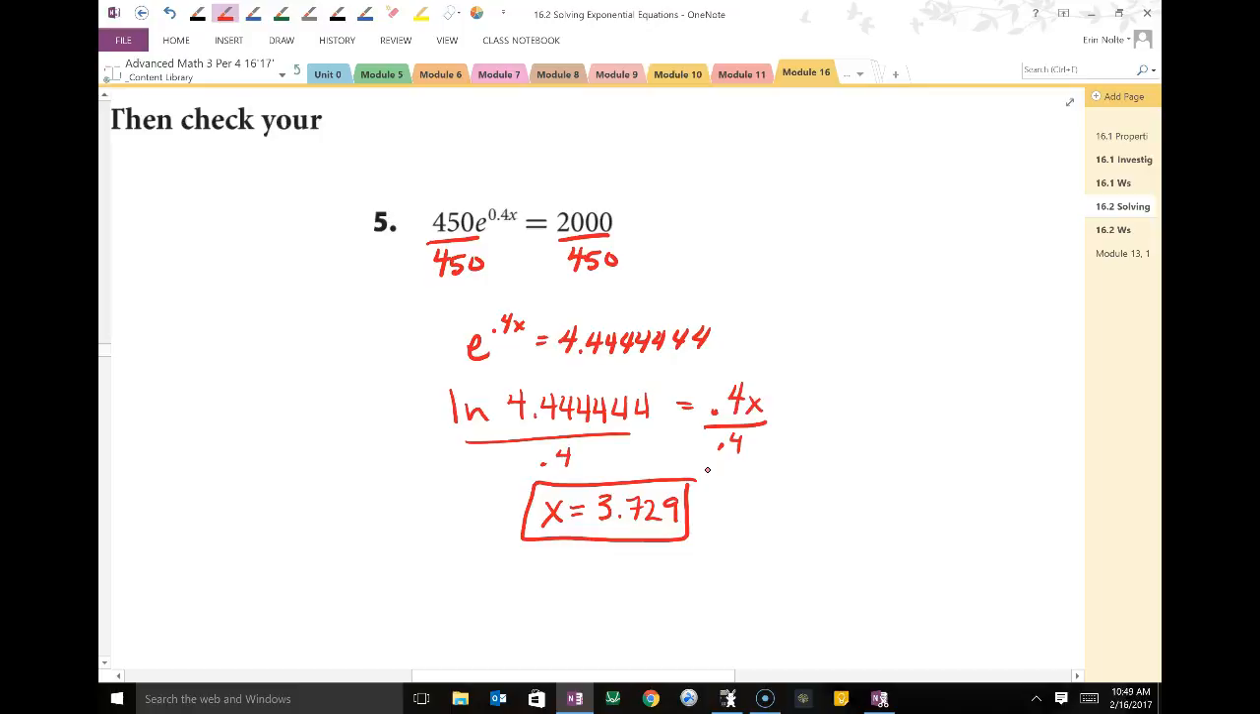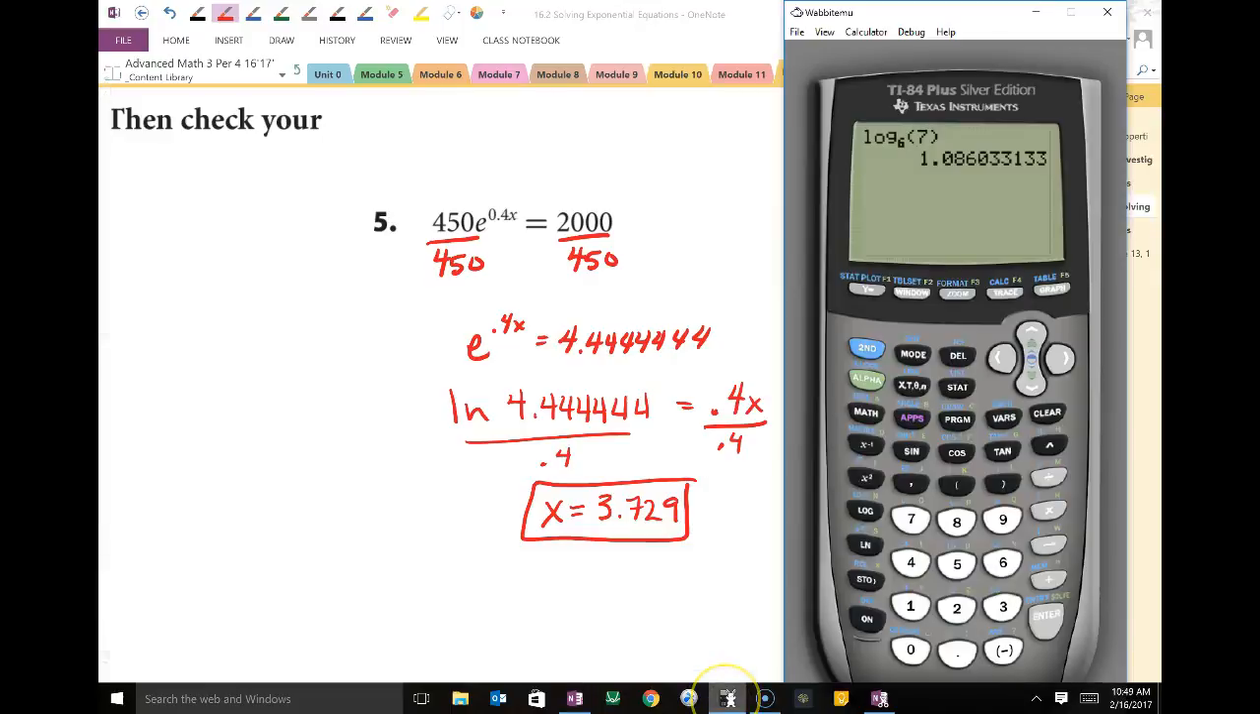I got 2.408. Uh-oh. Let's double check this. So when you type this in, do you notice that a natural log pops out a parenthesis? Actually, the regular log does too. Oh, no. So you have to do 4.4444444. Oh, I typed 4 a lot. End the parenthesis and then divide by 0.4 to do that correctly. So I agree with 3.729.